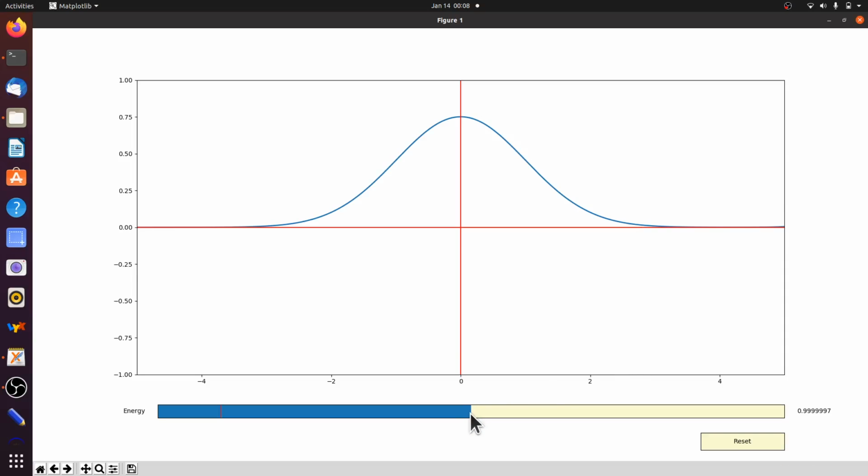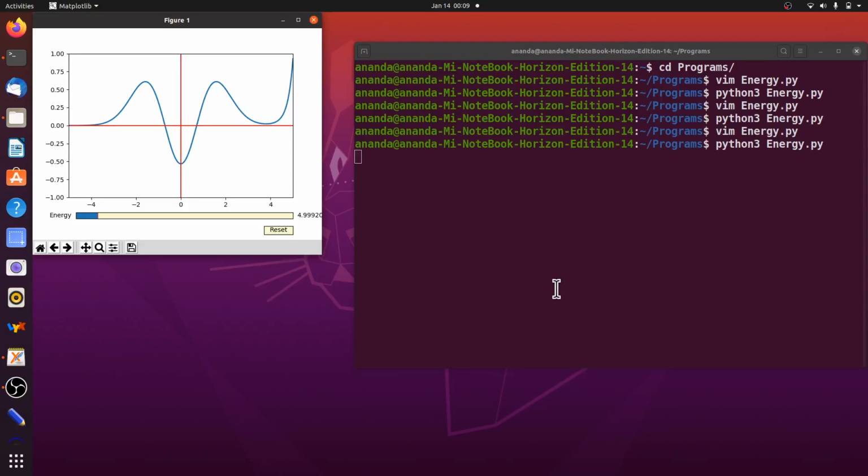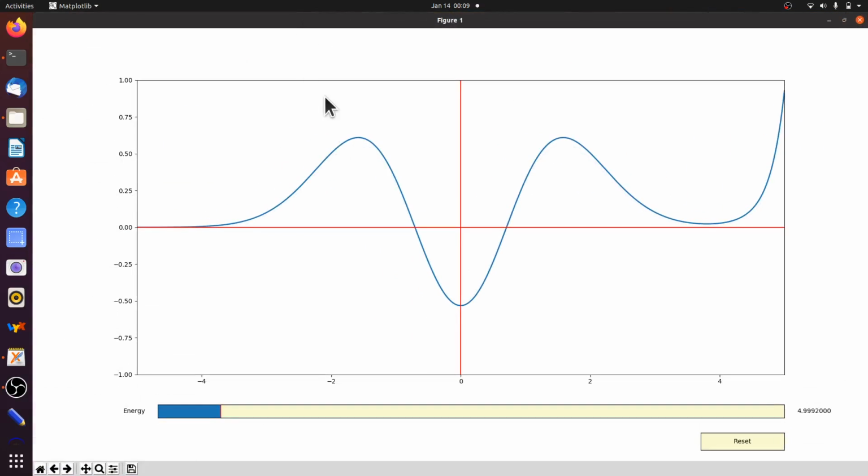But if you cross this and go further, notice that as the energy changes, the wave function rapidly moves away. Let me just show you one more example of this particular code at work. Here I've started with the energy very close to 4.999, in fact very close to 5, and I've also changed the parameters in such a way that moving across the entire slider is going to change the value of the energy by a very, very small amount. And you can see what's happening.